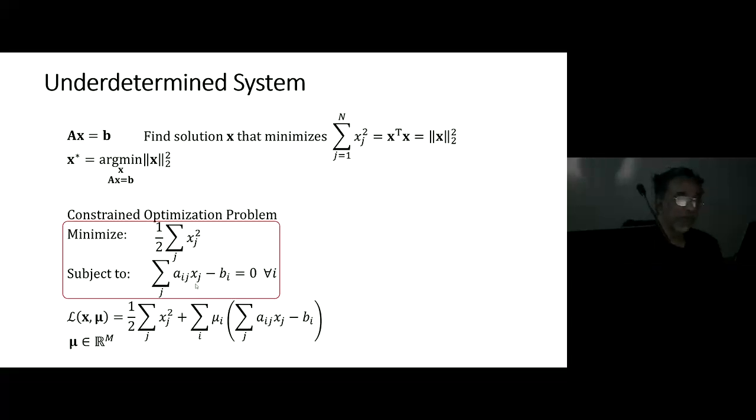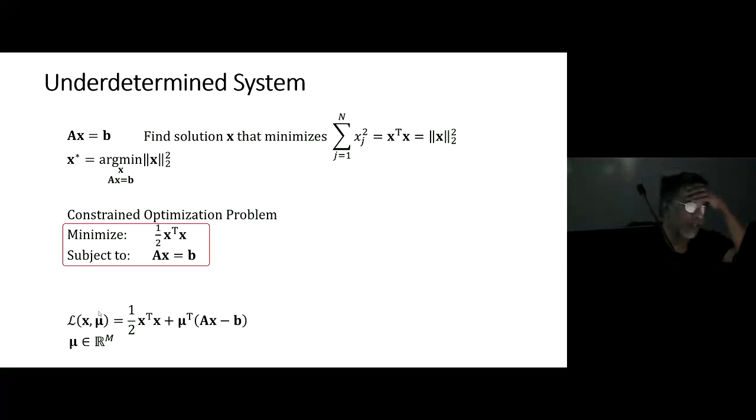So we form the Lagrangian objective function, and for each of the scalar constraints, I multiply it with a mu i, a dual variable, and take the summation of that. So this is my Lagrangian. In vector matrix form, we minimize half x transpose x subject to Ax equals b, and so this is my Lagrangian: L(x, mu) equals half x transpose x plus mu transpose times (Ax minus b).